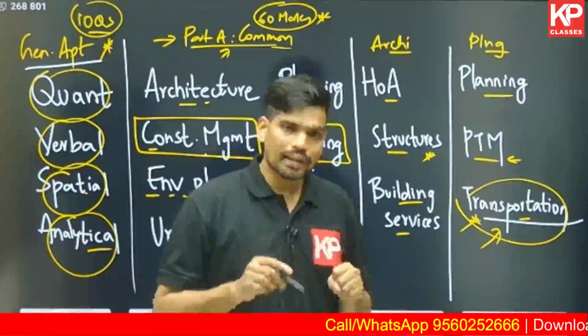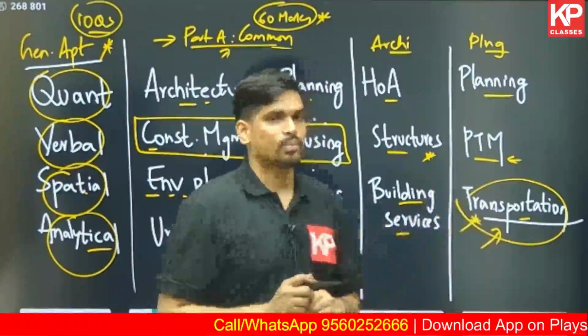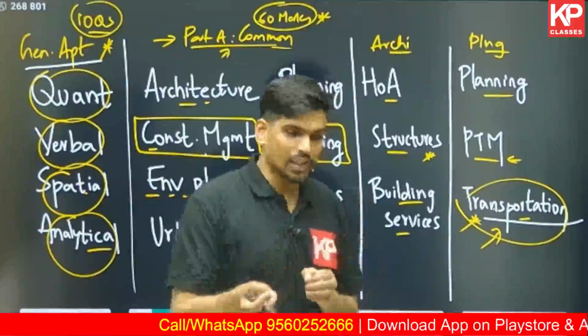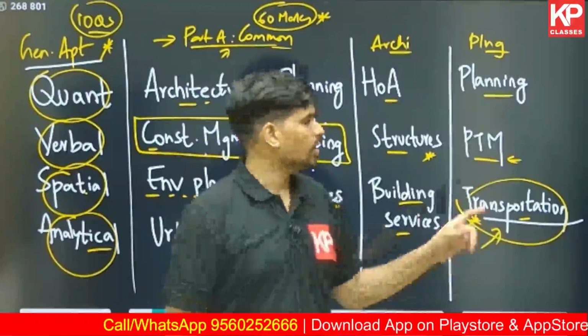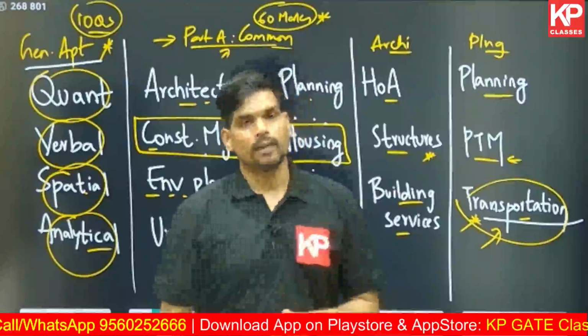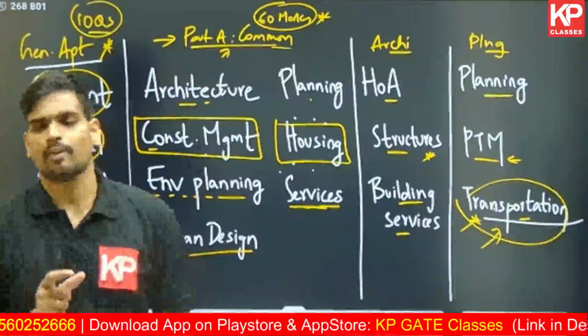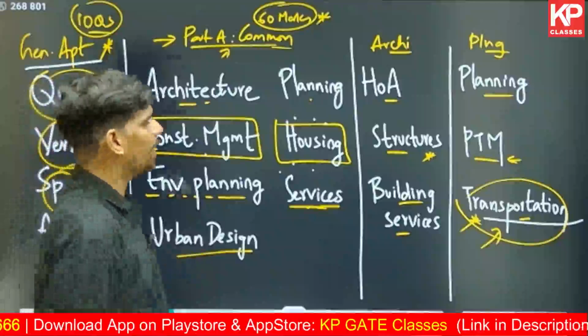If you observe the GATE 2025 paper, all the numericals of the planning part are from transportation. When I say all, there were 3 numericals and all 3 were from transportation. Not a single numerical was asked from any other section in the planning part of GATE 2025. So that can also happen. That's the importance of the numerical part of transportation in the planning part of the question paper.